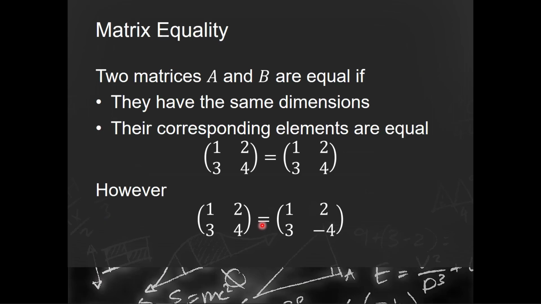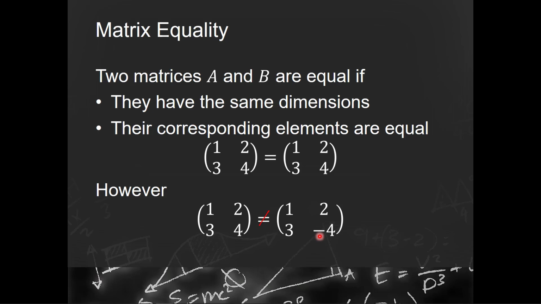Now, we say that two matrices are equal if these two conditions are satisfied. They have the exact same dimensions, and all of the corresponding elements are equal. So with that in mind, these two matrices are equal. They're both 2 by 2 matrices, and every single element is the same. These two matrices are not equal, even though they have the exact same dimension. The last element, here we have a 4 and a -4. As a consequence, they are not the same.